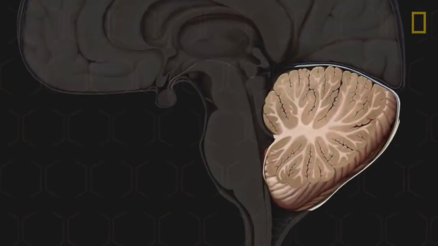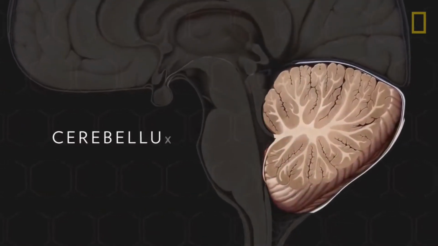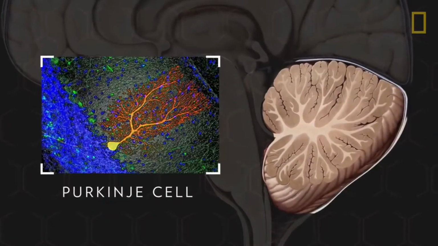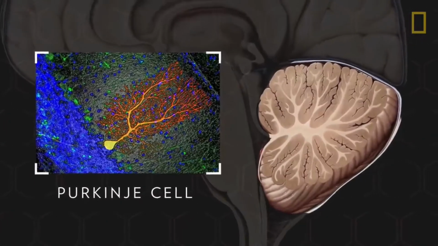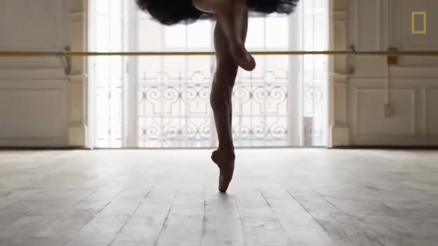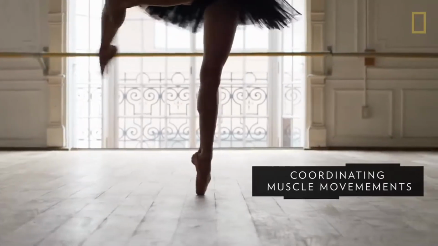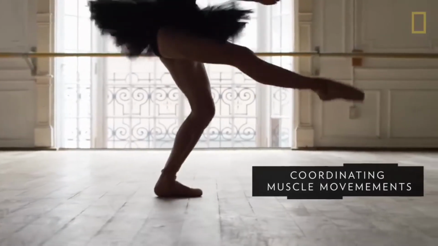Under the cerebrum is the second largest part of the brain, the cerebellum. Much like the cerebrum, it has nerve cells and nerve fibers. It carries signals to other parts of the brain and the spinal cord. The cerebellum is responsible for coordinating muscle movements, particularly those that help maintain the body's balance and posture.